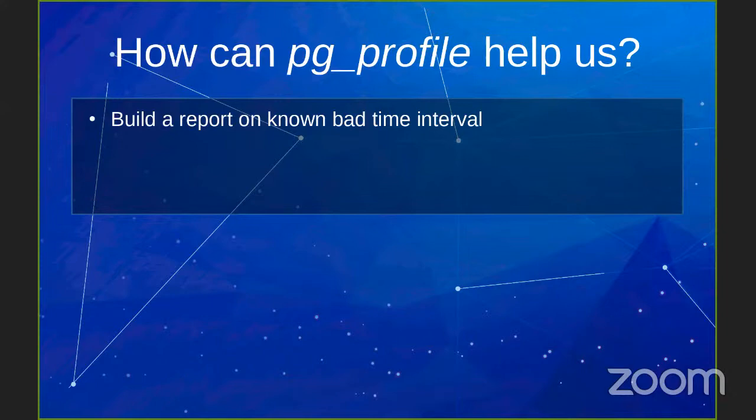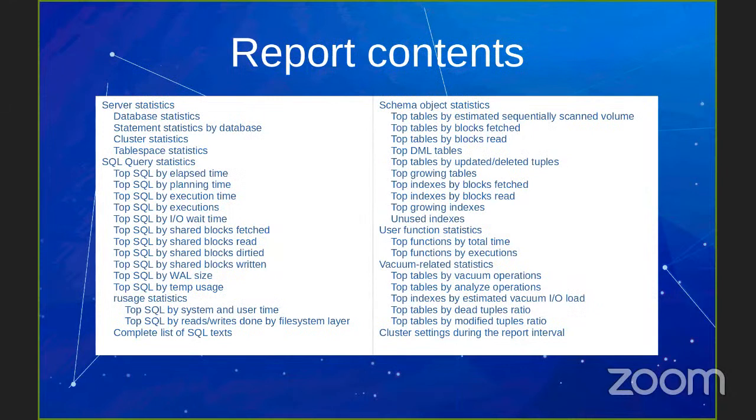So what's in the box? This is the report table of contents. You can click any title and move to the corresponding table in the report. The server statistics section shows overall cluster statistics for the report interval. The SQL query statistics section provides information about top statements by various criteria. Schema object statistics will show you top tables and indexes, and so on. I can't include the whole report using presentation software, so I'm going to show it online. One moment, please.